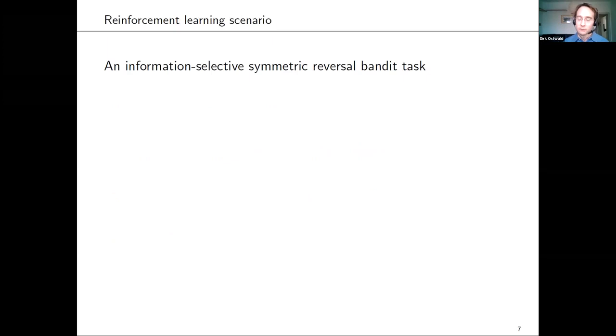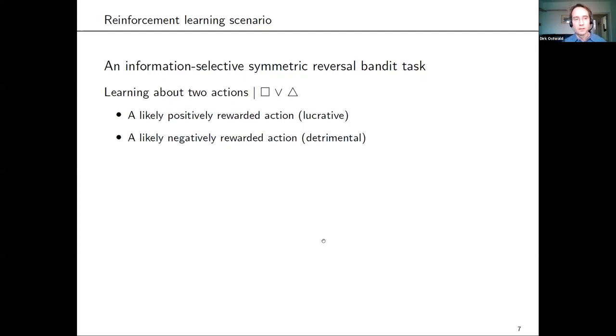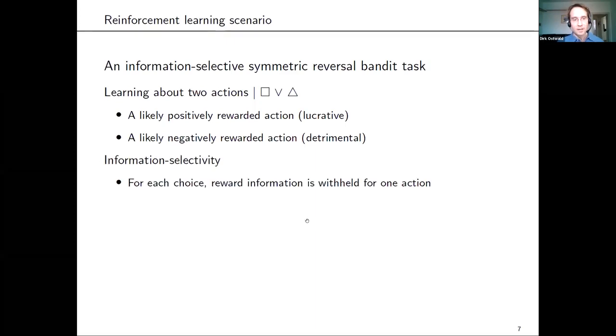The reinforcement learning scenario that we are considering here is the one in the relatively long title. We are considering an information-selective symmetric reversal bandit task. What we basically mean by this is that agents, human participants and artificial agents, learn about two possible actions, namely selecting a square or selecting a triangle. One of these actions at a given point in time is likely positively rewarded, with an 85% probability of yielding a reward of +1. And one of them is likely negatively rewarded, with a high probability, 85%, of being detrimental and yielding a reward of -1.